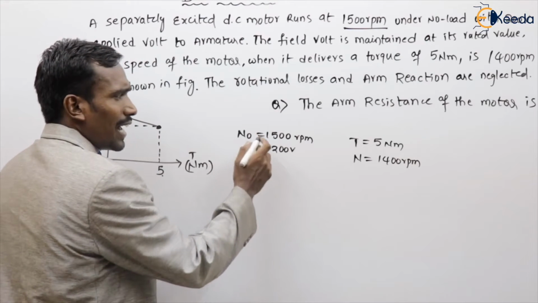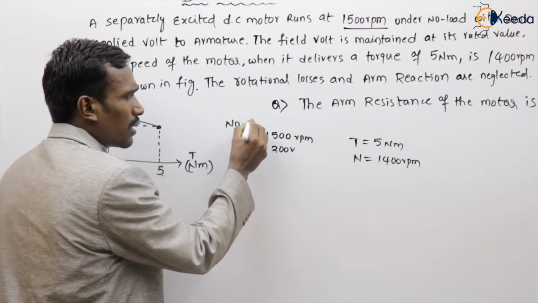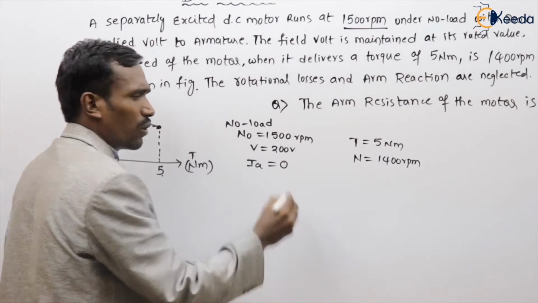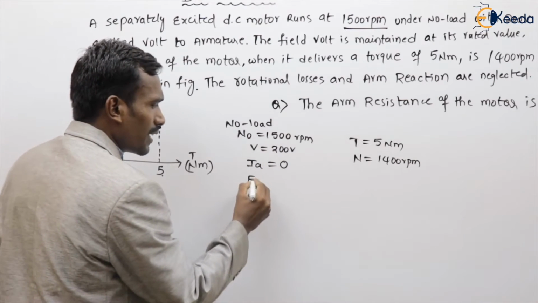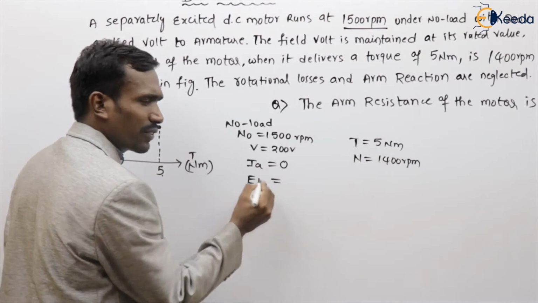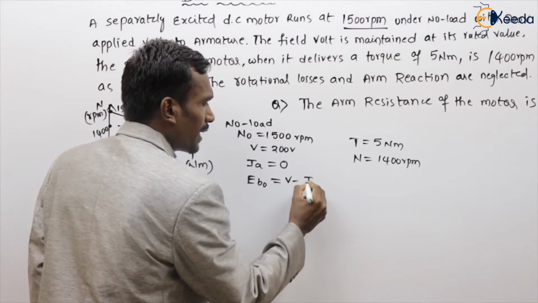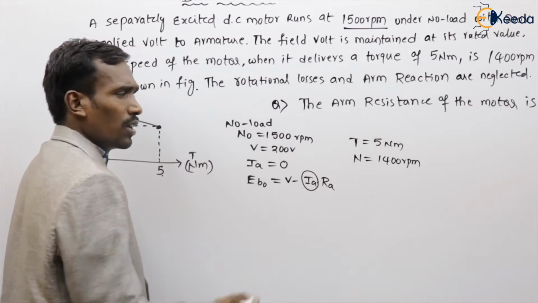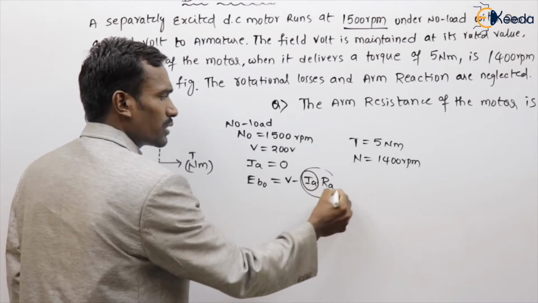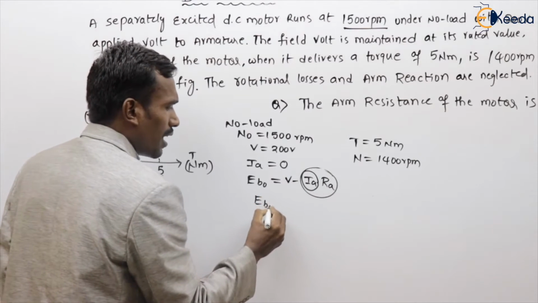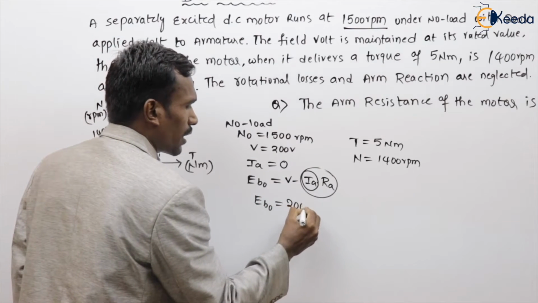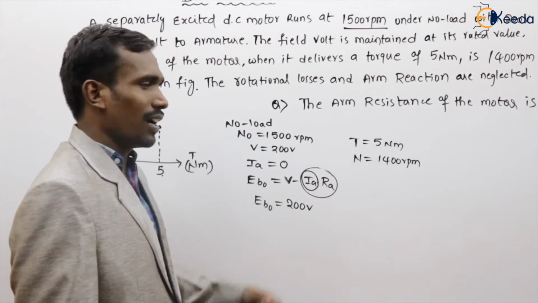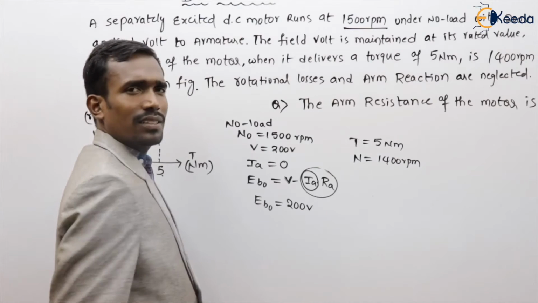Let's see here. At no load, Ia is equal to 0. That's why Eb0 is equal to V minus Ia Ra, where this value is 0. If this value is 0, the total value is 0. So Eb0 is equal to 200 volts because the supply voltage is 200. This is Eb0, and this is N0.